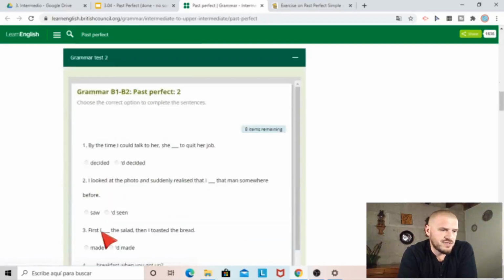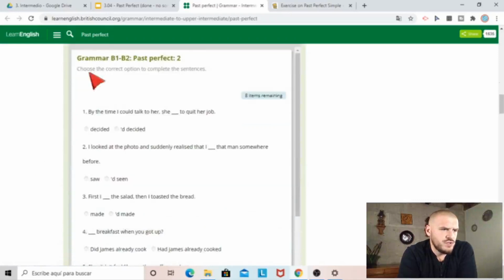And then look at the question. Select the correct answer. It says, choose the correct option to complete the sentences. By the time I could talk to her, she to quit her job. By the time I could talk to her, al momento en que, o cuando por fin pude hablar con ella, ella decidió o había decidido. I think it's I could, so that's already past, so maybe this should be decided. She'd decided. Ya había decidido.